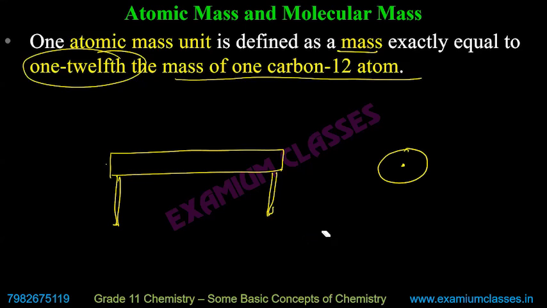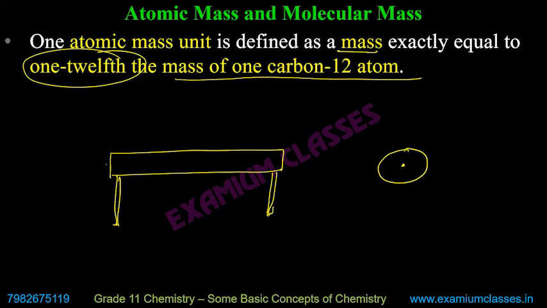So if I have to weigh one apple, I will not be using ton, metric ton, etc. I will use most probably grams, not even kilograms. So I need a smaller unit. If I want to weigh proton, neutron, electron, I can't use gram. Gram is a much larger unit.